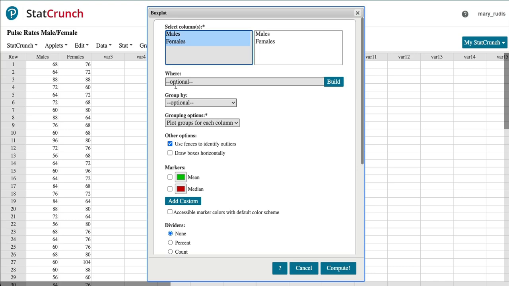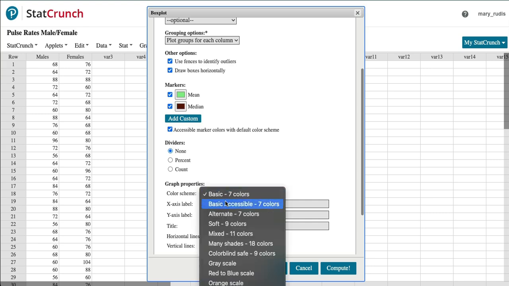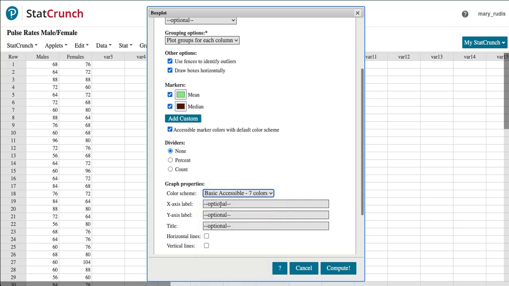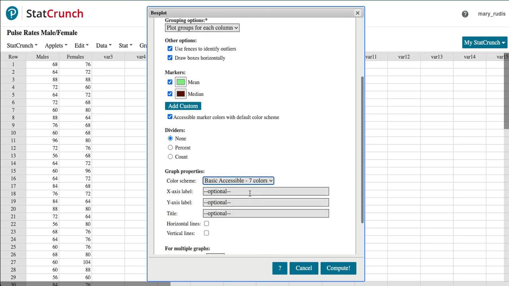The where is just going to be a pop-up, and use fences, yes. Draw boxes horizontally, yes, because that's how you see them in your homework problems. We want to mark both the mean and the median. We're going to use accessible marker colors, and we're also going to use an accessible color scheme in our box plots. So basically, those are the options that I decided to select.